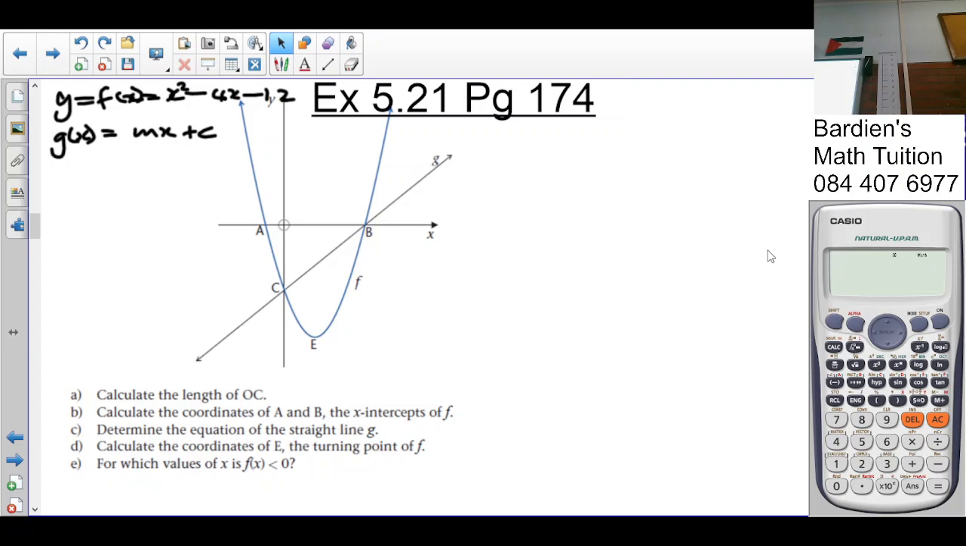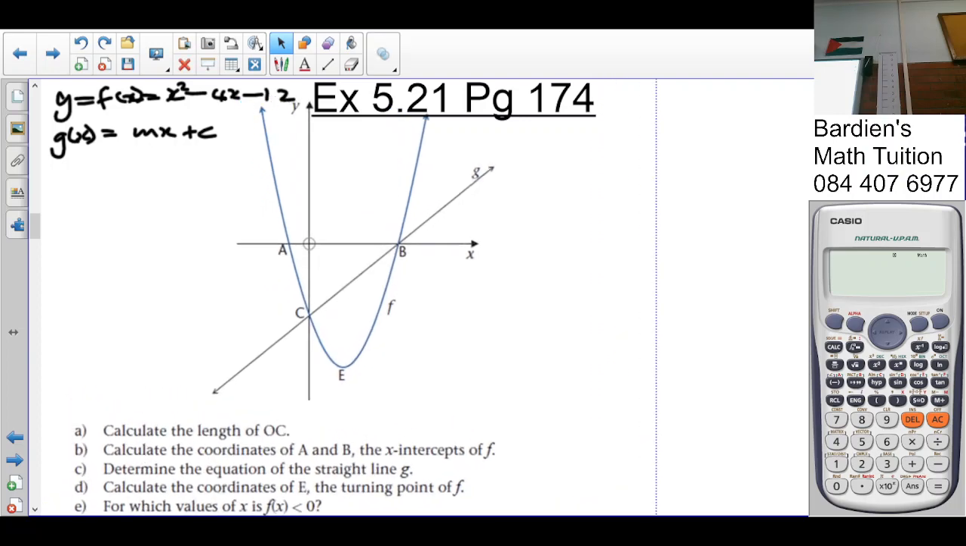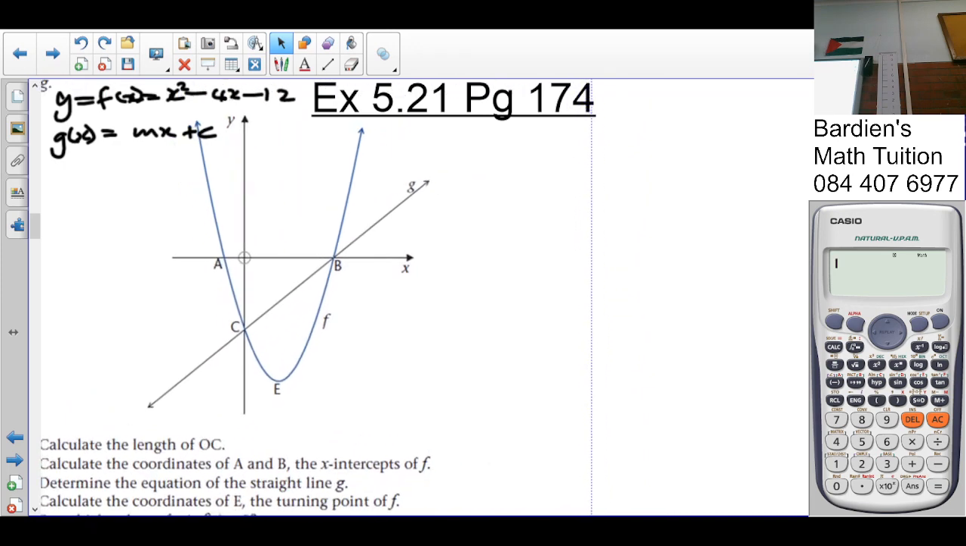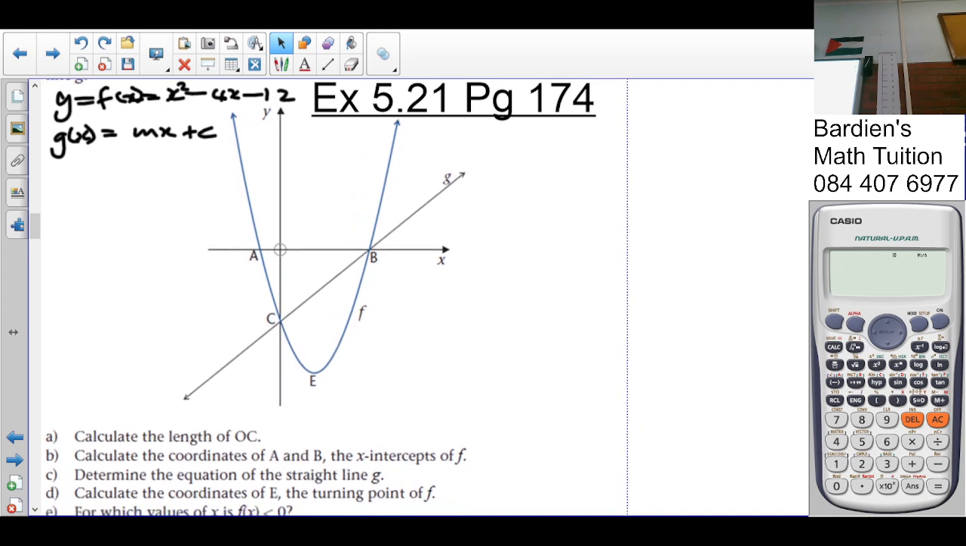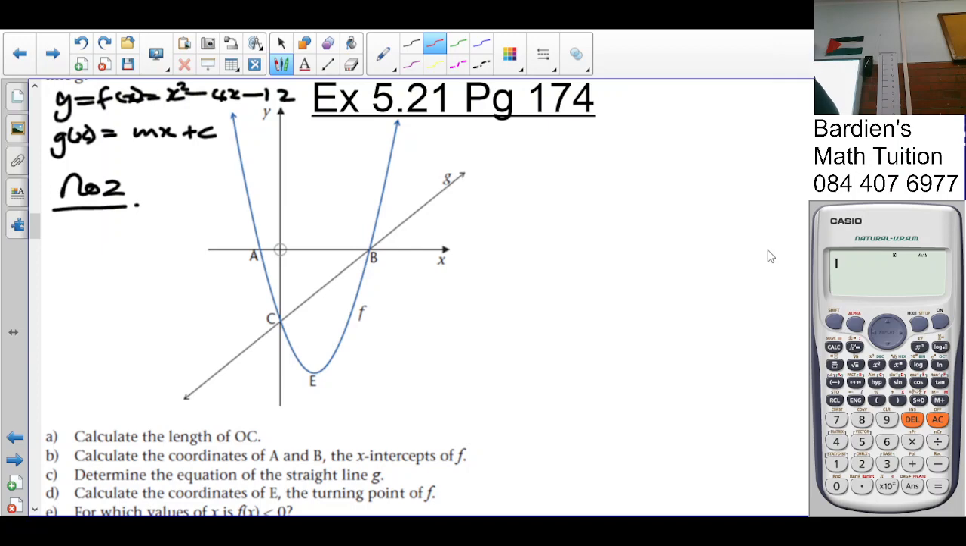First question we were asked. Here number 2, no? That's number 2. The first question we were asked was to calculate the length of OC. Calculate the length of OC. People, what do you notice about C? C is the y-intercept of what? Of the parabola, not so. What do you do for y-intercept? Let x equal to 0.